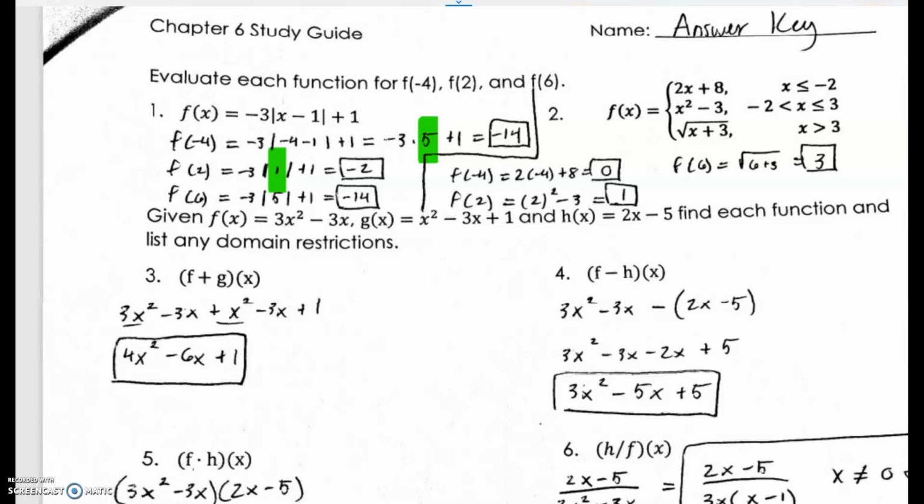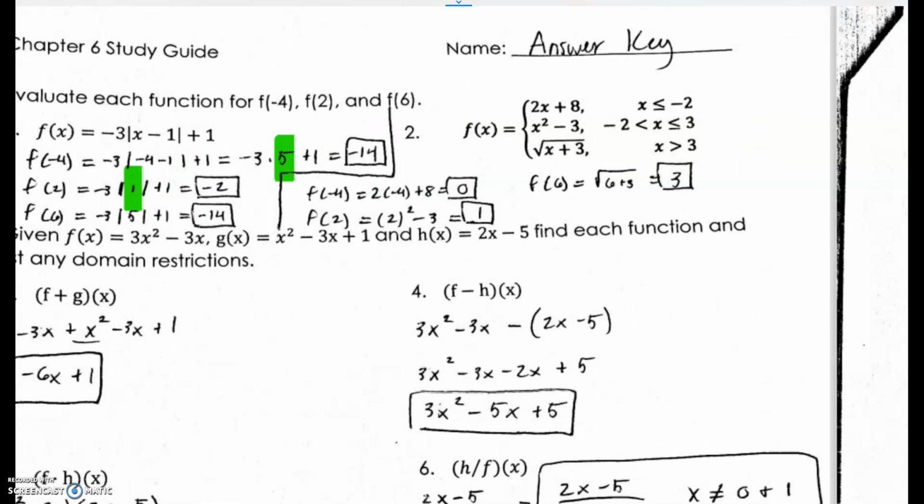Alright, plug in a 6. 6 minus 1 is 5. Absolute value of 5 is also 5. -3 times 5 is -15. -15 plus 1, -14 again. So there's number 1. I don't think we had any issues with it.